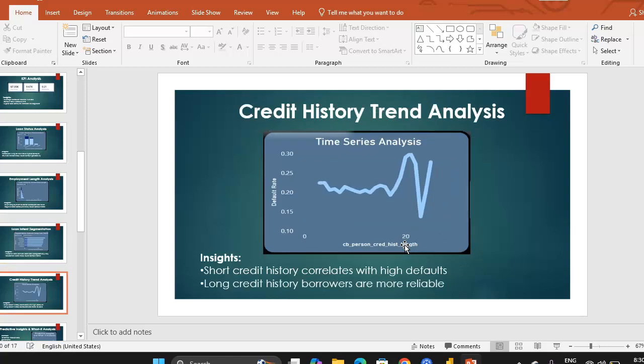Then, credit history trend analysis. This is also a time series analysis. In this section, I analyzed default trend using credit history length. The line chart shows the relationship between credit history and default rate. Borrowers with shorter credit history tend to have higher default rate. In contrast, borrowers with longer credit history are generally more reliable because they have a stronger financial track record. This analysis helps financial institutions evaluate borrowers' reliability.